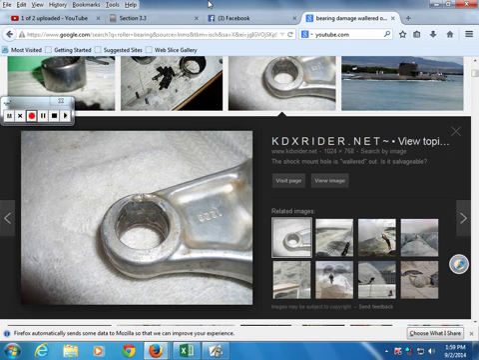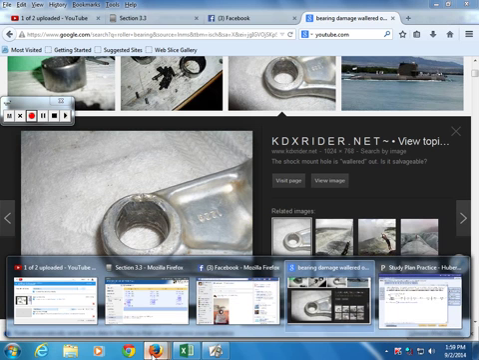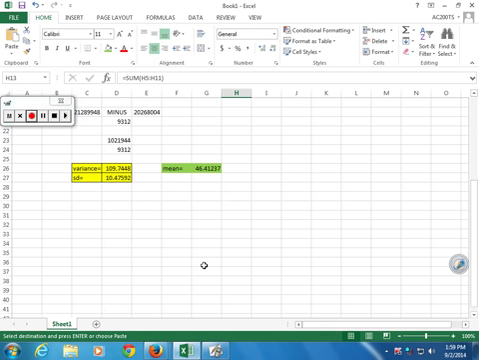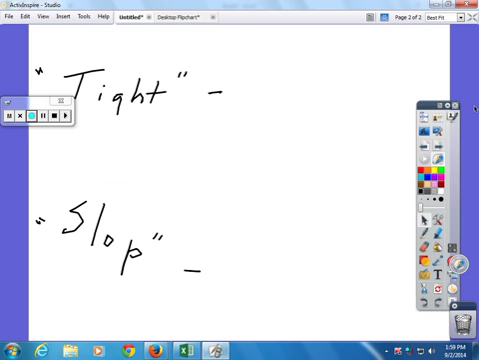So let's go back to our problem. You go back to the problem at hand, and let's show you what we can do with these three numbers right here. I'm going to have to draw it on here, so just hold on.